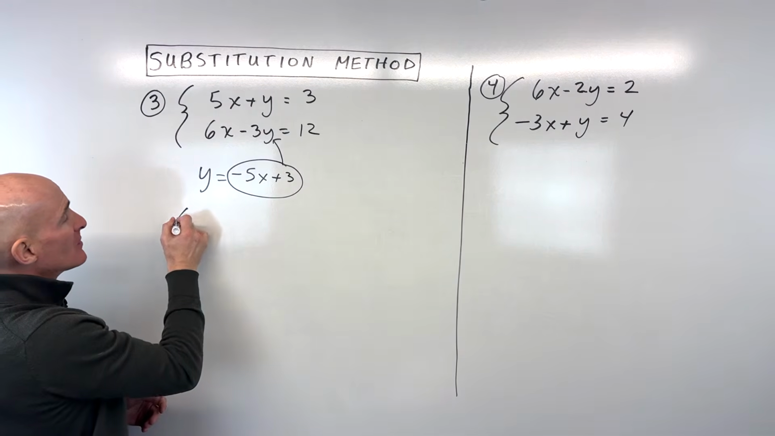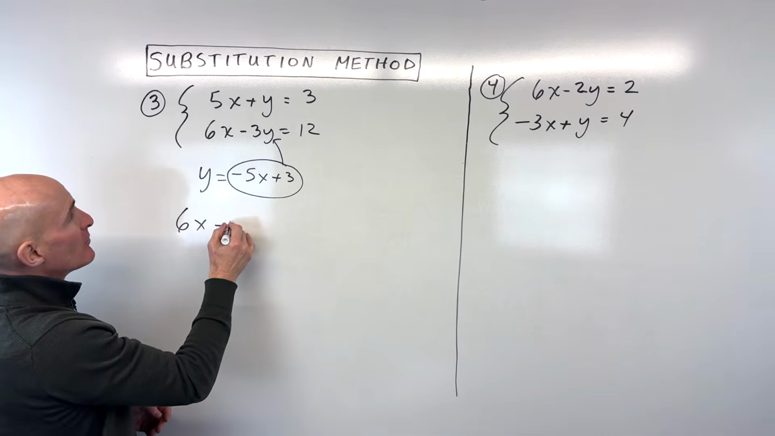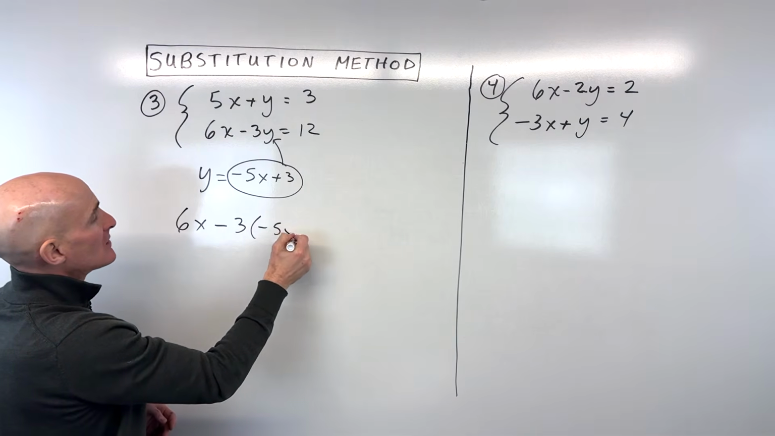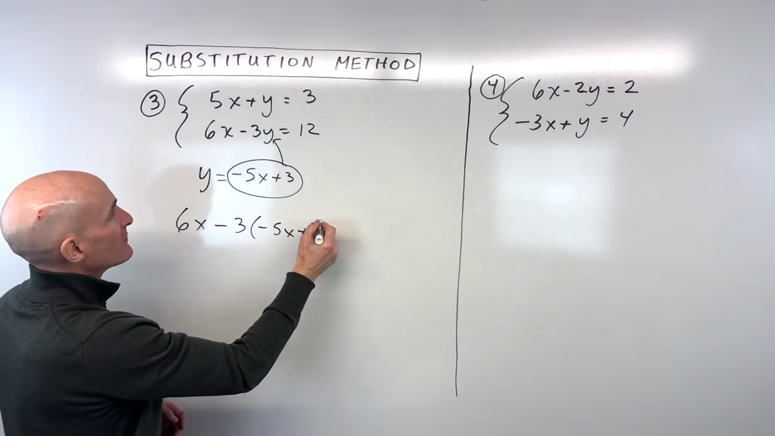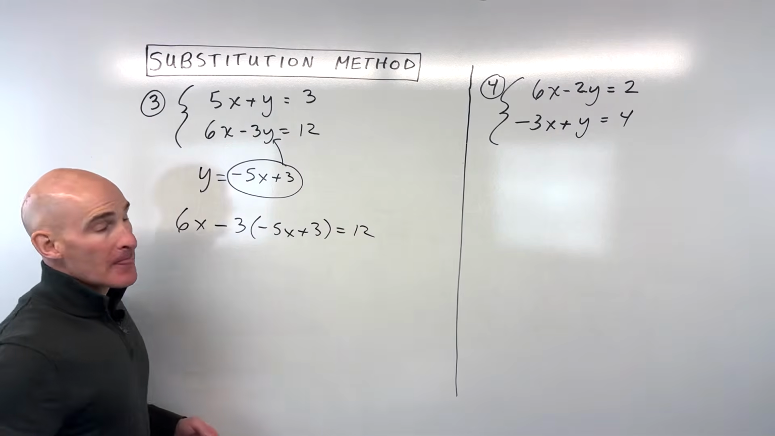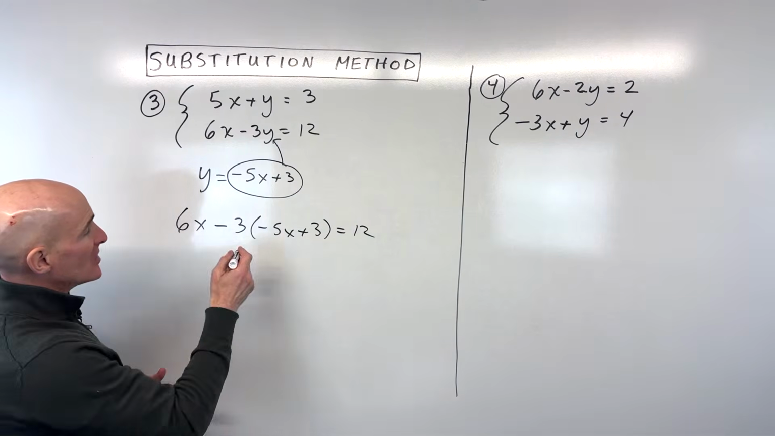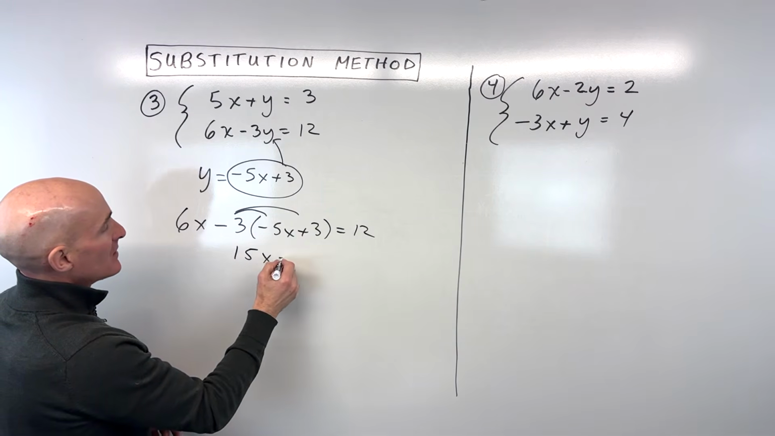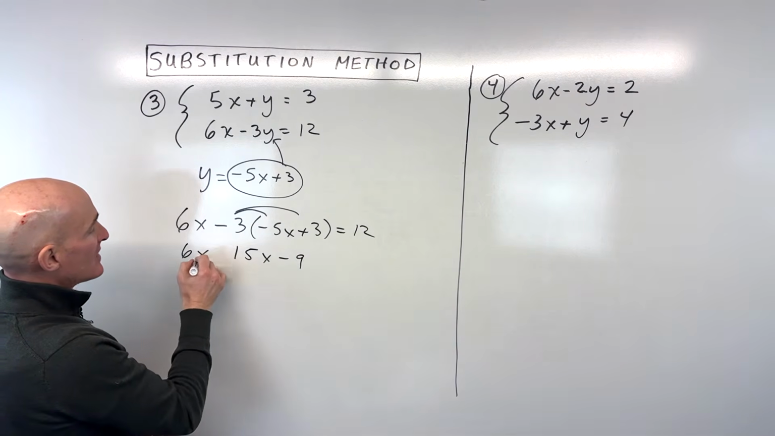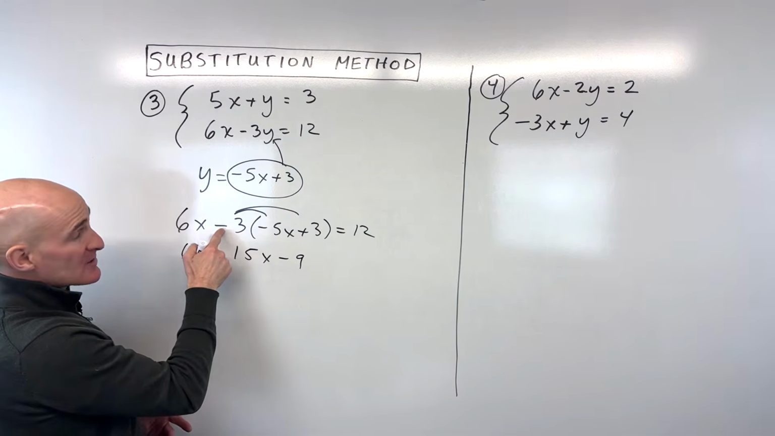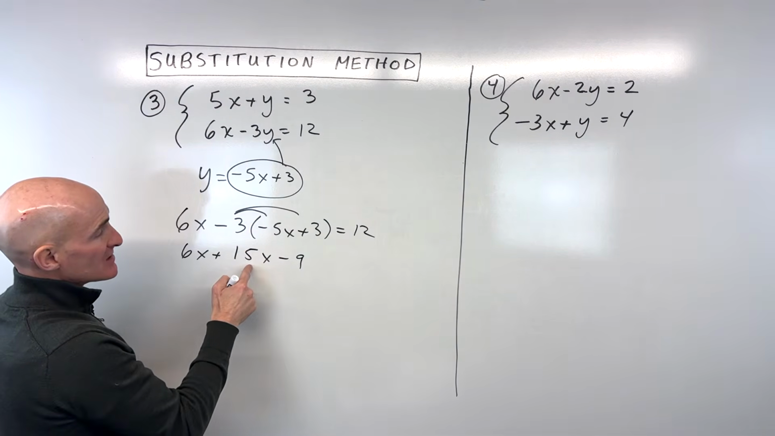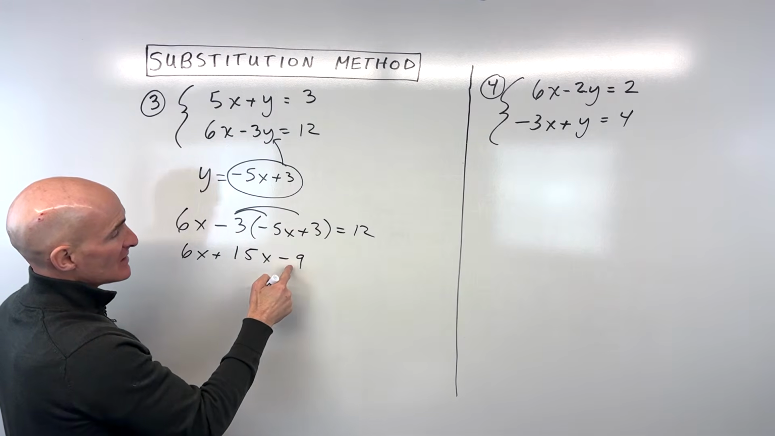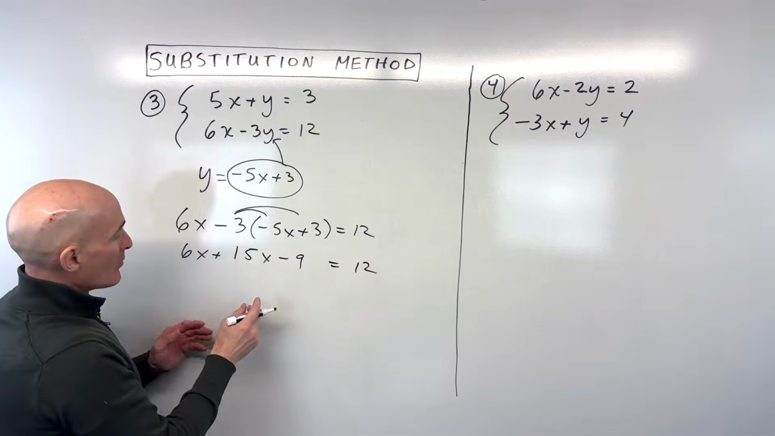And now let's go just like the first couple examples: 6x minus 3 times what y equals, which is -5x plus 3, equals 12. Okay, let's go ahead and solve this equation. Distribute the -3. That's going to give us 15x minus 9. Bring down the 6x. Be careful with the signs. Minus is like a -3, so a negative times a negative is a positive. A negative times a positive is a negative. And now we're going to combine like terms.